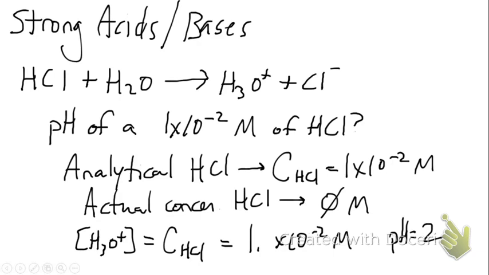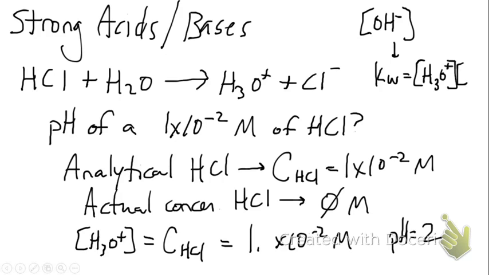It's pretty straightforward. For strong bases, instead of H3O+, we're going to get OH- that we will then have to plug into our water equation. Sorry for the crowdedness of all of this. We're going to plug it into the water equation, and then we can calculate H3O+, or the concentration of hydrogens, from there. So let's think about this though.